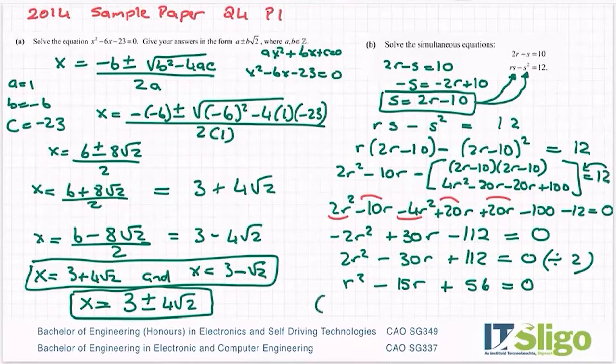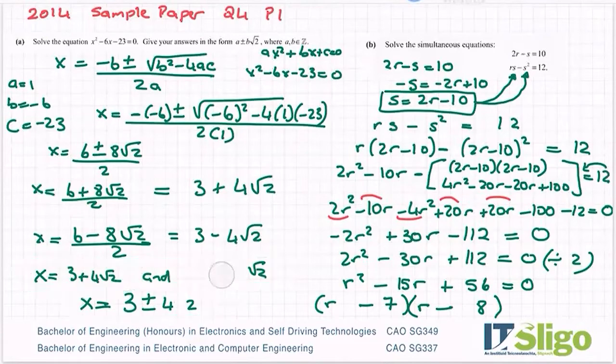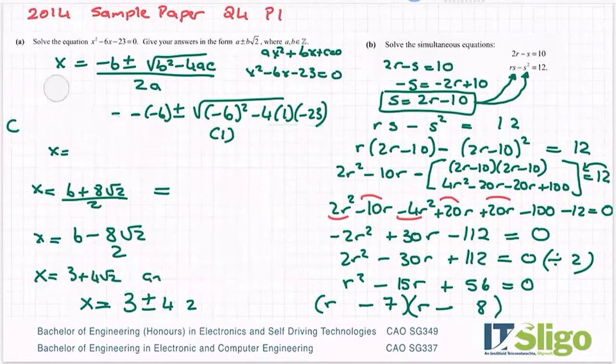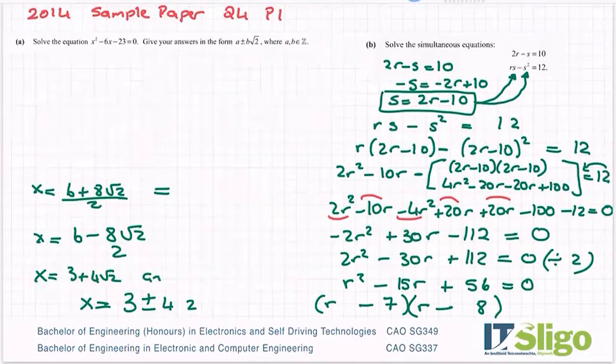Okay, and then let's factorize. So I have r and r. 7 times 8 is 56. And they add together to give me minus 15. Okay, so just explain some of that a little bit. If it's okay with you, I'm going to rub out this part just to give us some space, okay?